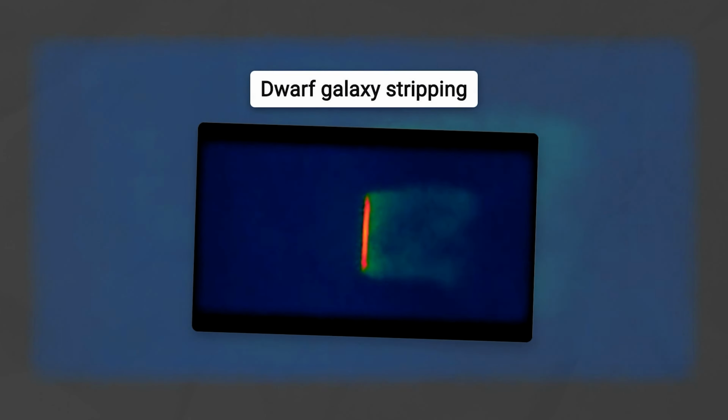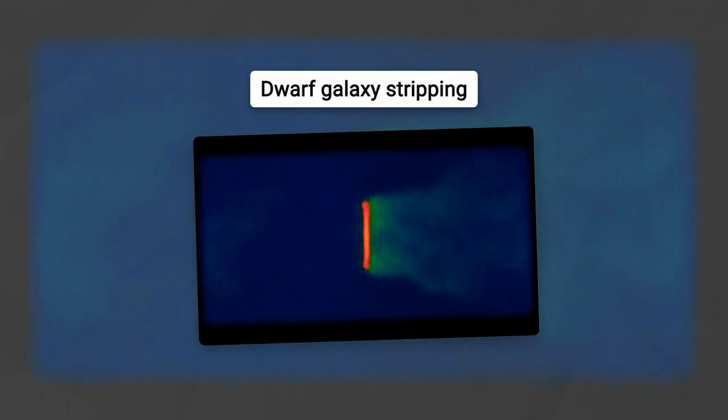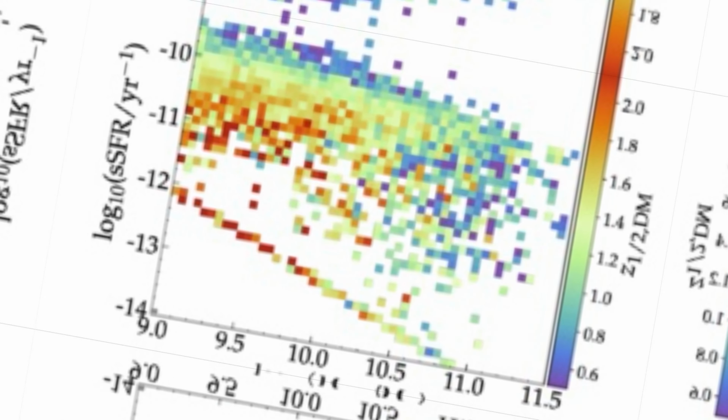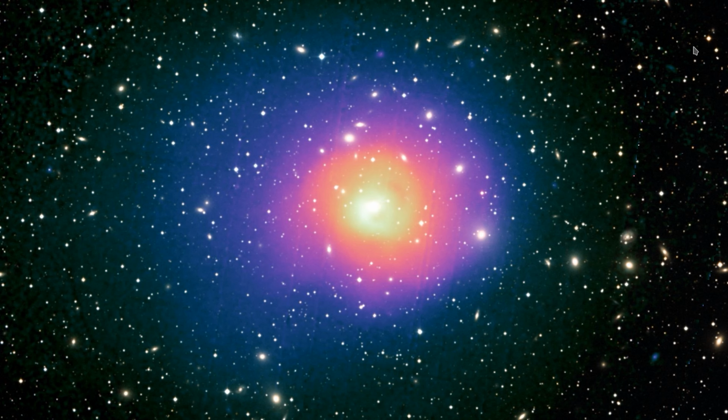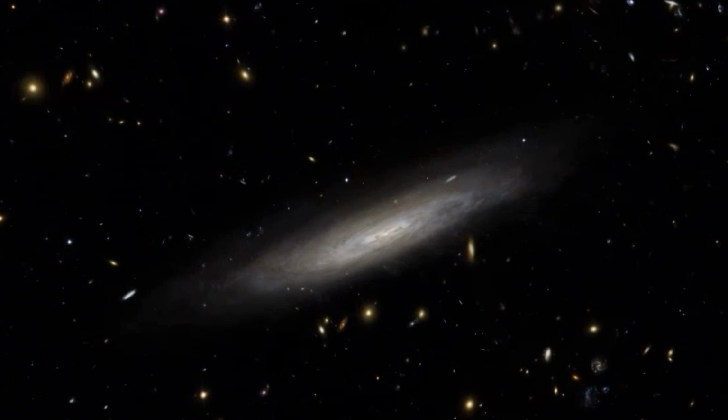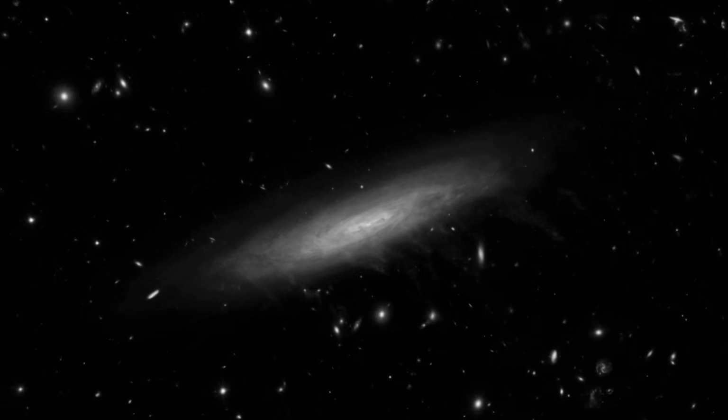This is called environmental quenching, and the effect gets stronger for smaller galaxies. Below about 10 billion solar masses and at redshifts under 0.8, the cosmic web becomes actively hostile to star formation in low-mass galaxies. Their gas gets stripped, heated, and they slowly fade out.